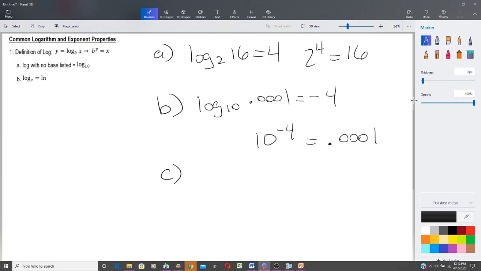And then part C, we have log base 6 of 1 equals 0. So our base, once again, is 6, our x value is 1, and our y value is 0. And so this is also a true statement because it says 6 to the power of 0 equals 1. And again, we know that to be a true statement because anything to the power of 0 equals 1, with the exception of 0 itself. 0 to the power of 0 does not equal 1, but that is the lone exception to the power of 0.